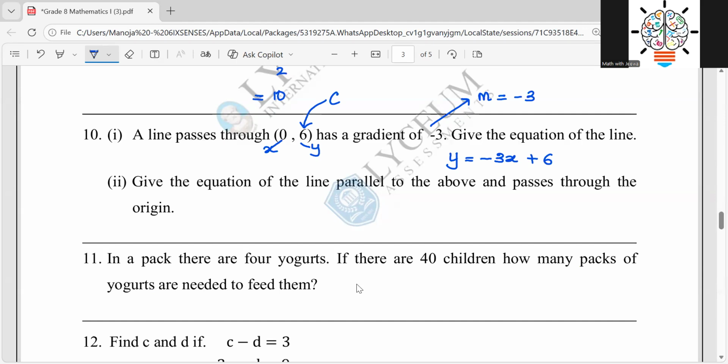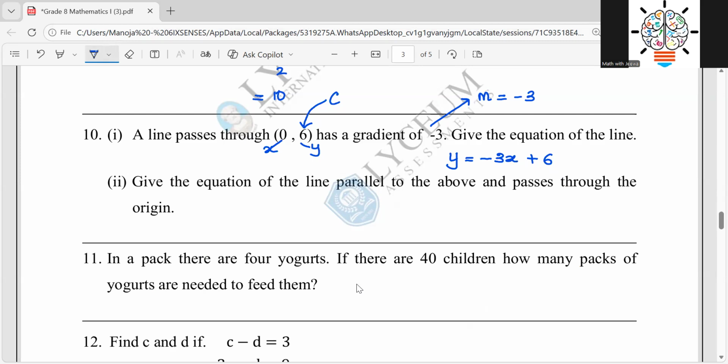Children, let me explain that. At the y-intercept, x is equal to 0. That is the knowledge you should have. If x is 0, then whatever the y value they have given, it should be the y-intercept. Then straight away they have given the c value. So then how are we going to write the equation of the line? Y is equal to -3x plus 6, right?